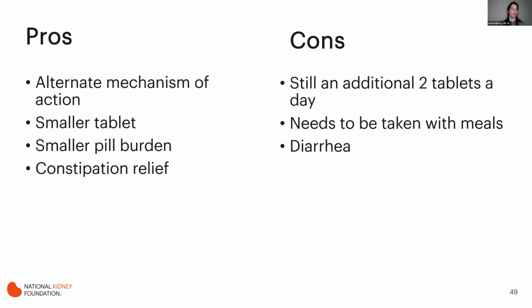And when you're approaching these things with patients, I think there are pros to the medication, and it has an alternate mechanism of action. It's a smaller tablet, with a smaller pill burden than our phosphate binders, which can often take up like 50% of our pill burden, as Elizabeth was talking about. And for some patients, it may bring constipation relief. I had a patient recently who I talked to about the diarrhea, and he was like, "That's great, sounds perfect to me," because he was so persistently constipated.